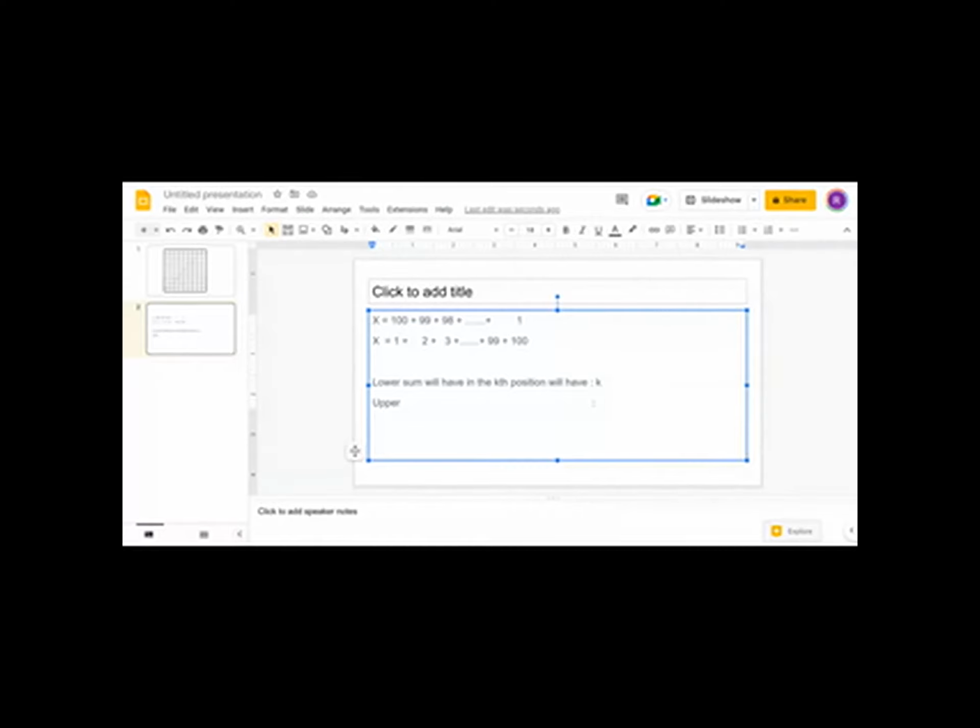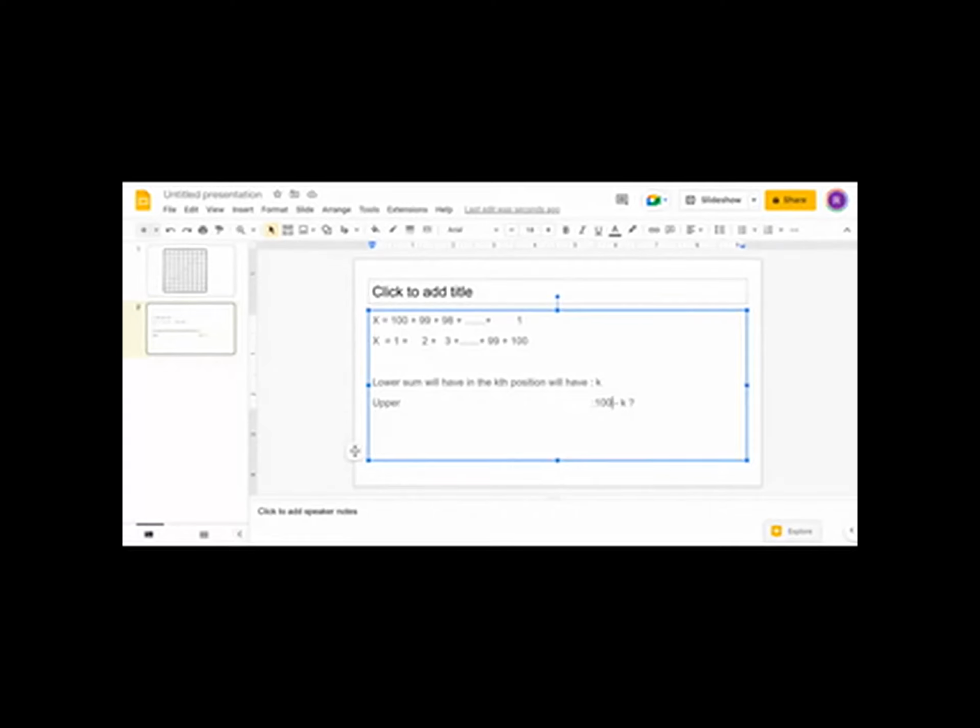So in general, will it be 100 minus k? Is it going to be 100 minus k or is it going to be 99 minus k? The first position is 100. But if I put k equal to 1, I get 99 according to 100 minus k, but actually it is 100. So will it be 100 minus k or 101 minus k? 101 minus k, sir.